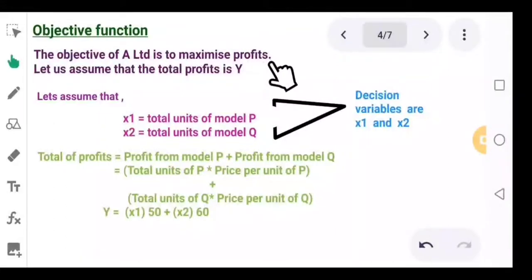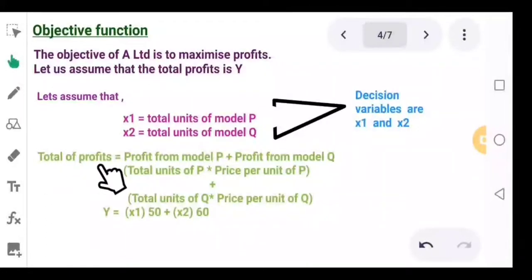What is the profit? We don't know. Profit is not being given. So let us assume the total profits of A Limited is Y. This Y can be X, Z, anything. Usually people use this as Z also. Anything is fine. You can use it as Y, Z, X, anything. You just write this assumption, what this Y refers to.